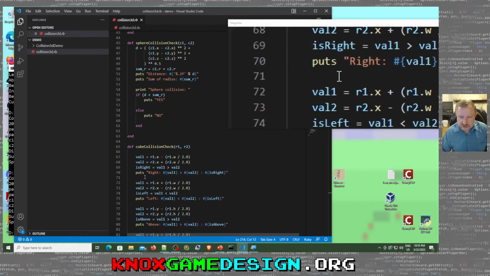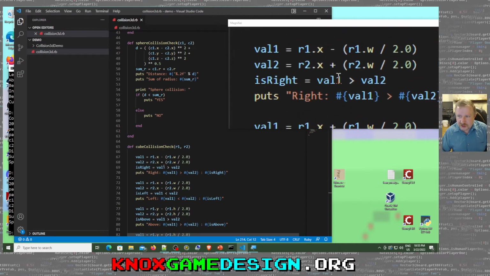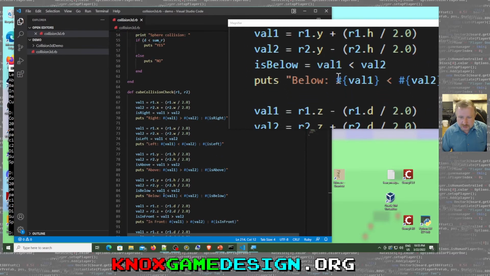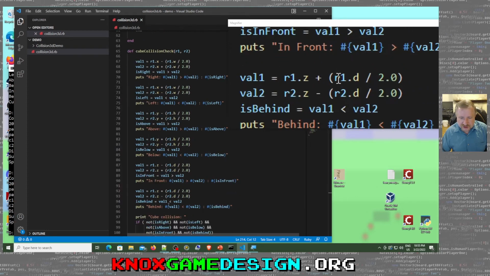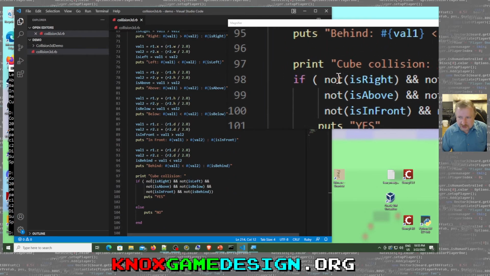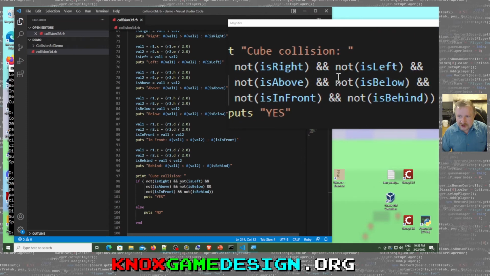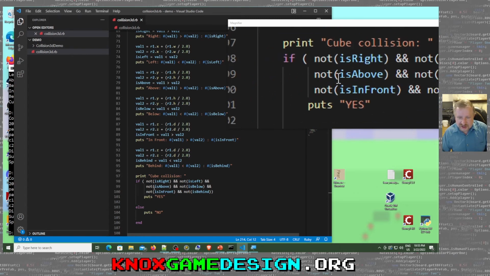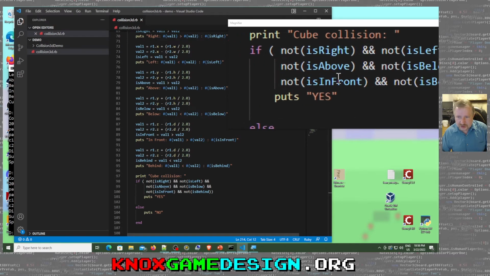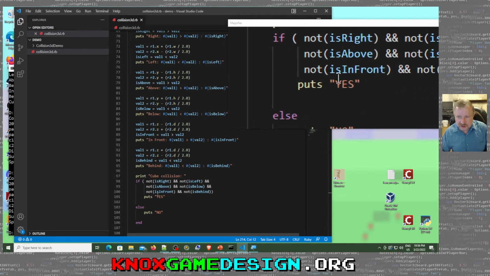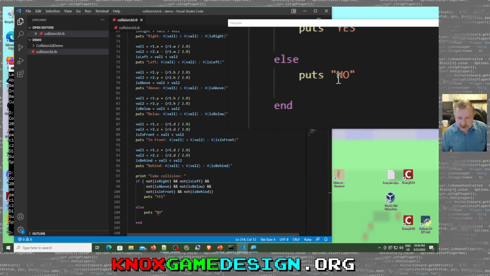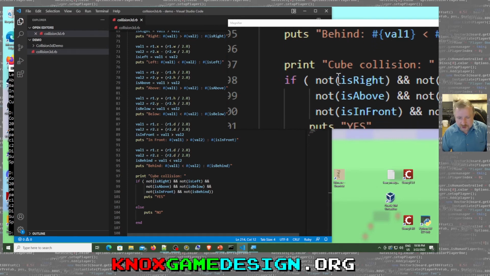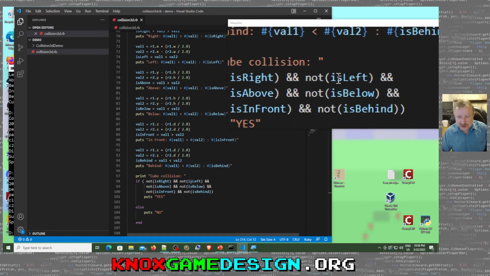Here's the rectangular solid or cube collision check. It takes two rectangles. Here it's going to go through and check each of right, left, above, below, in front, behind. Then it has this big and. I didn't use De Morgan's here. So I do if not is right, and not is left, and not is above, and not is below, and not is in front, and not behind, then print yes, it does collide. Otherwise, print no. I could have done not, then one big paren, is right, or is left, or is above, or.